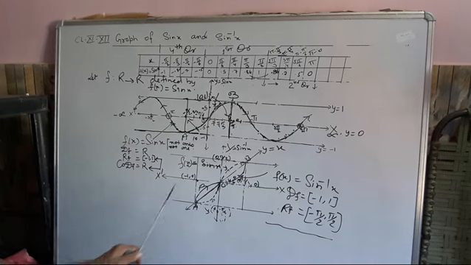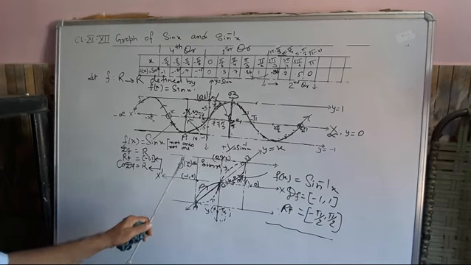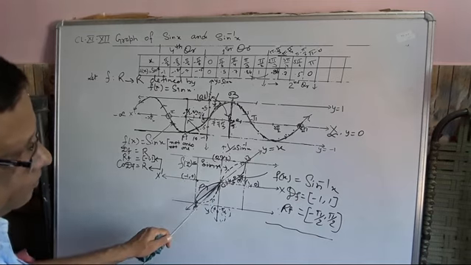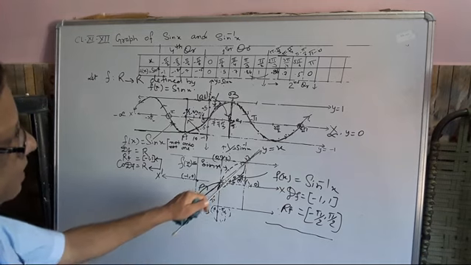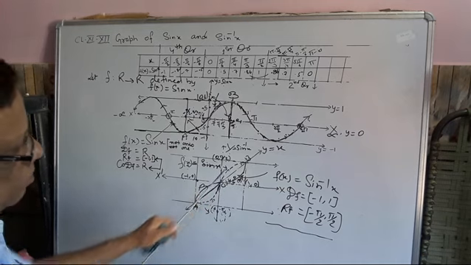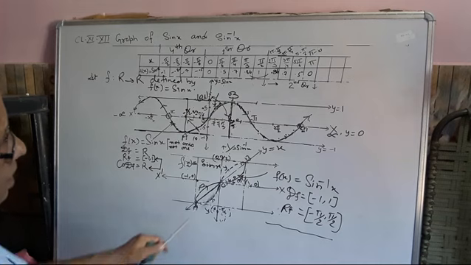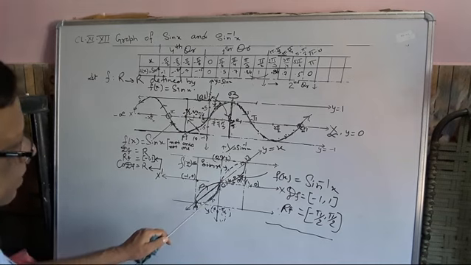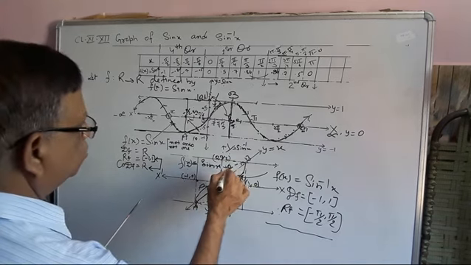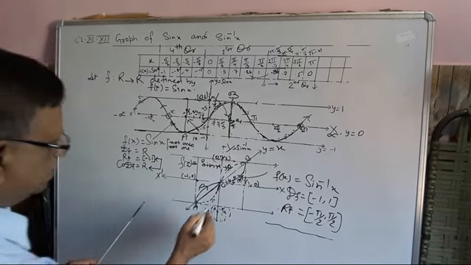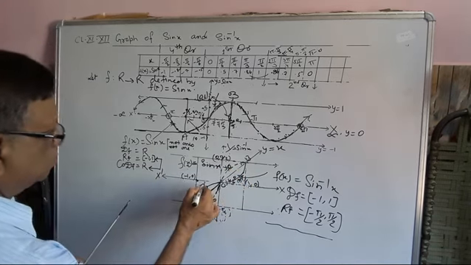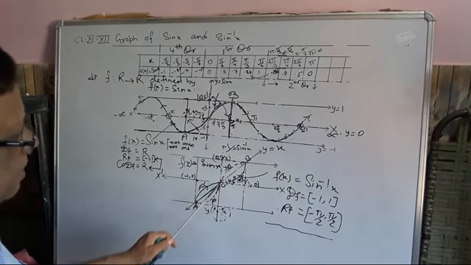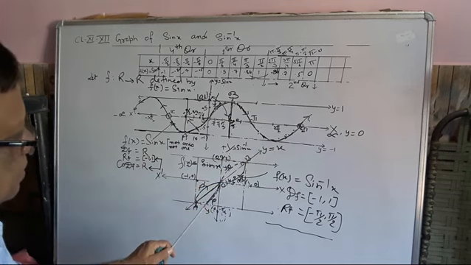Now, how to find the inverse of sin x? See, first of all draw a line y is equal to x through the origin, making 45 degrees with the x-axis. Now get the reflection of this curve APOQB about this line y is equal to x.